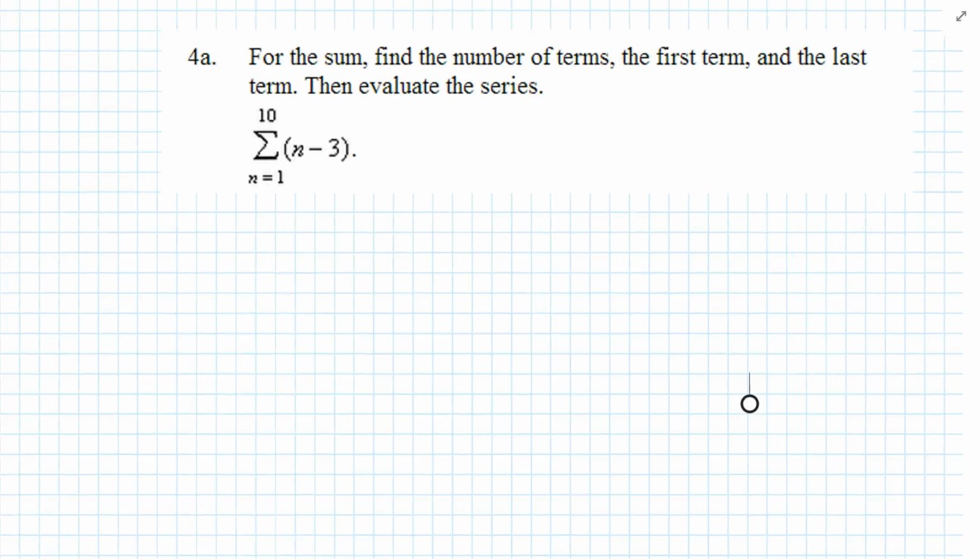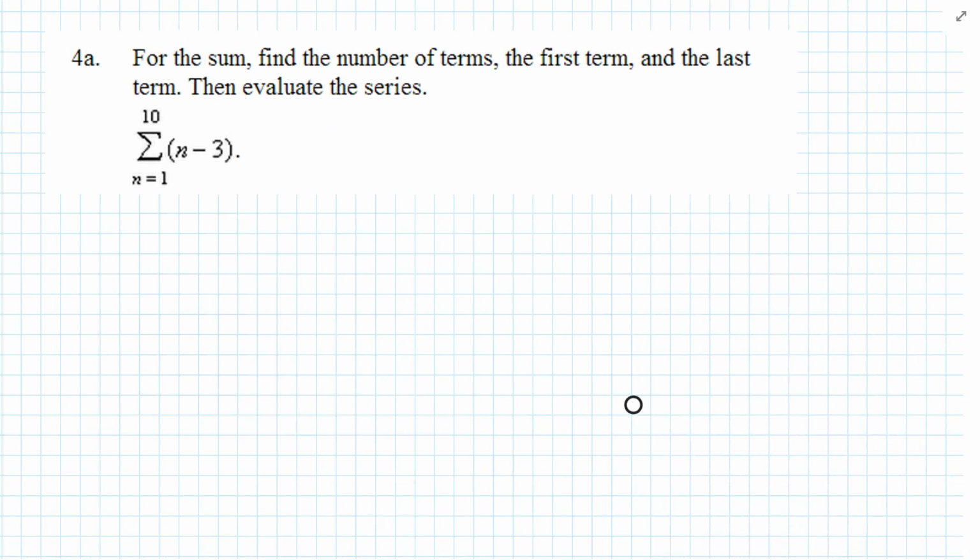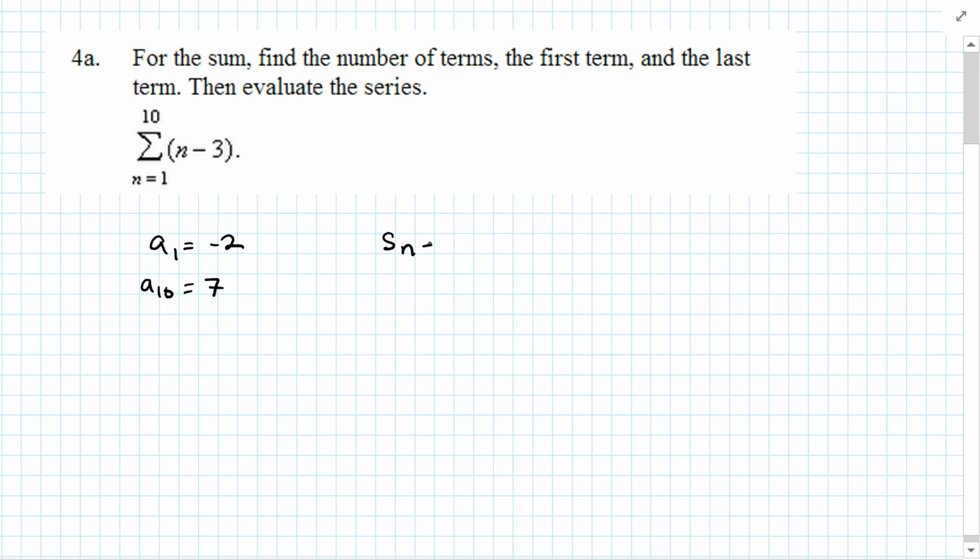All right. For the sum, find the number of terms, the first term and the last term, and then evaluate the series. So here's what we're going to do. When n equals 1, so a of 1, that's going to be negative 2. And a of 10 would be 10 minus 3, which is 7. So the summation notation goes up to 10, right? So that's going to be 10 over 2 times a1 plus a10. So S of n is going to be 10 over 2, which is 5, times negative 2 plus 7, which is 5. So the sum is going to be 25.